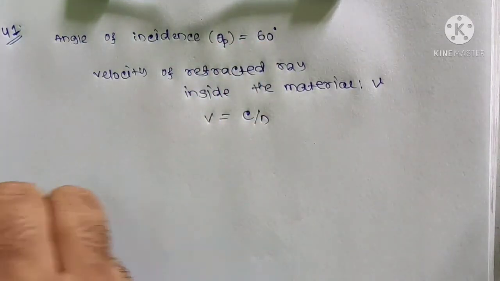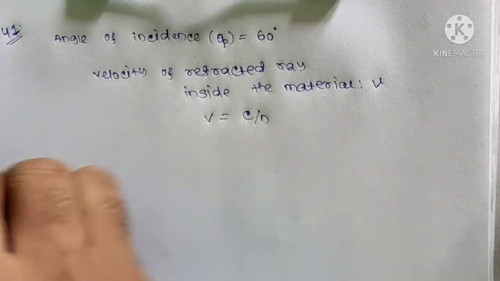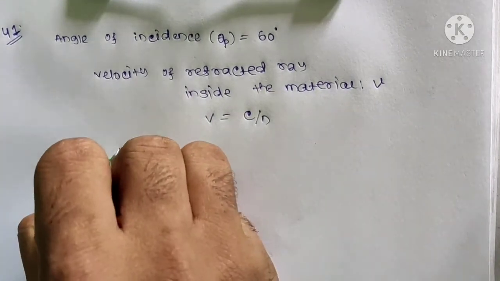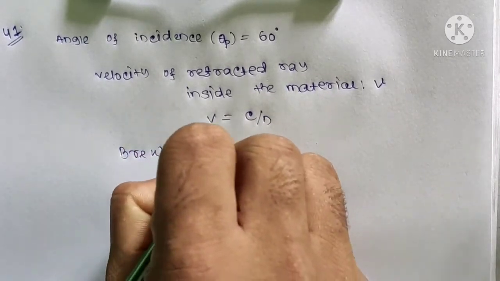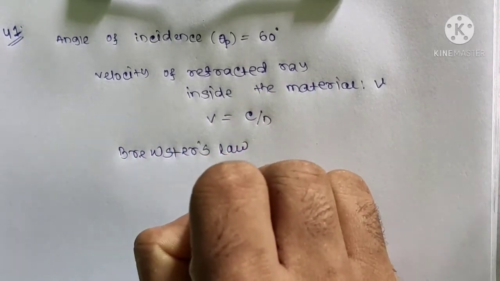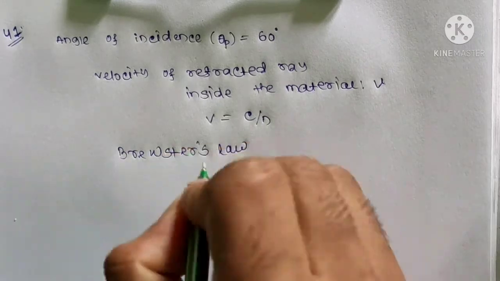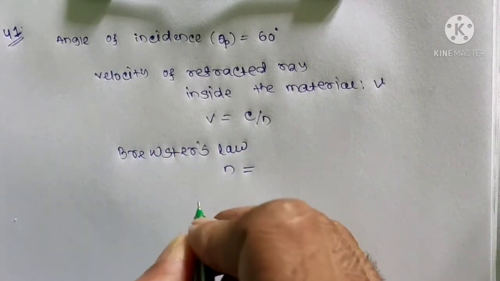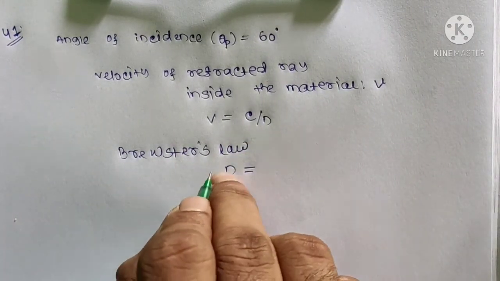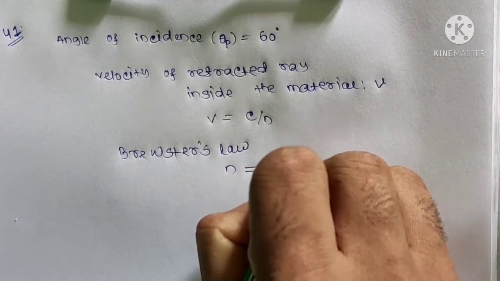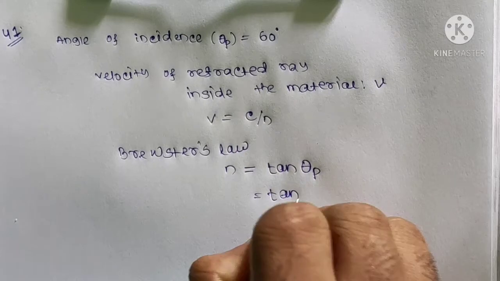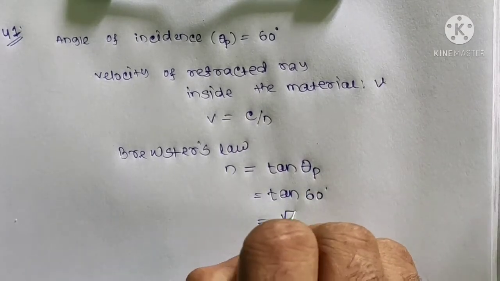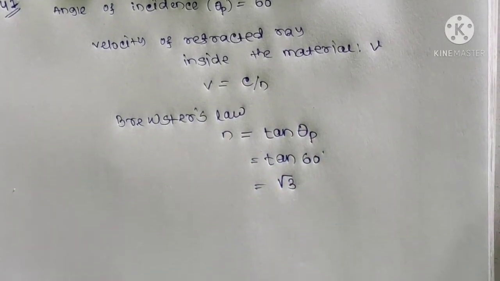So according to Brewster's law, now here we can use Brewster's law, and from Brewster's law we know that the refractive index of that reflecting medium depends on the angle of polarization, and that is n equal to tan theta p, and theta p is given to us. So tan 60 and tan 60 is root 3. So refractive index of the medium is root 3.